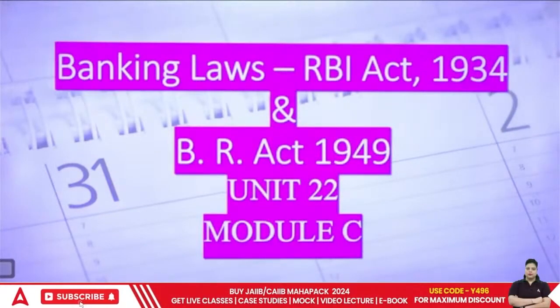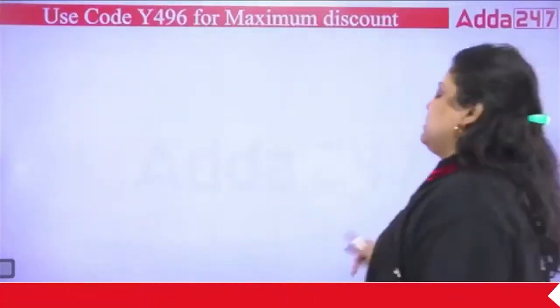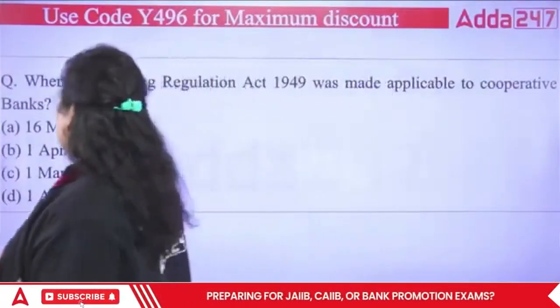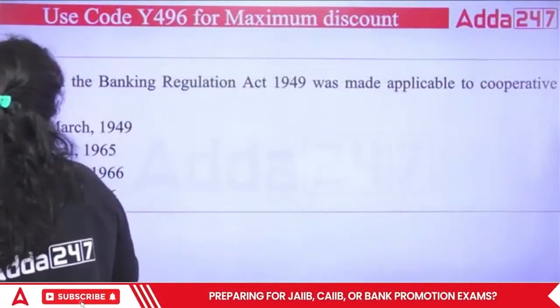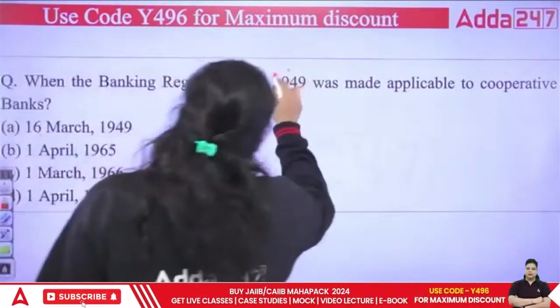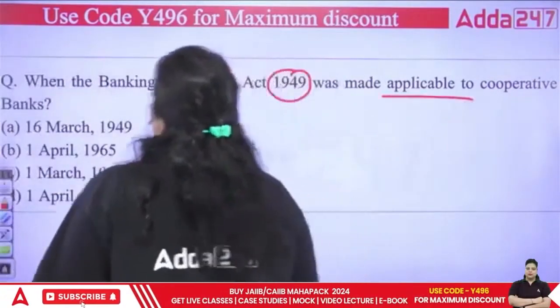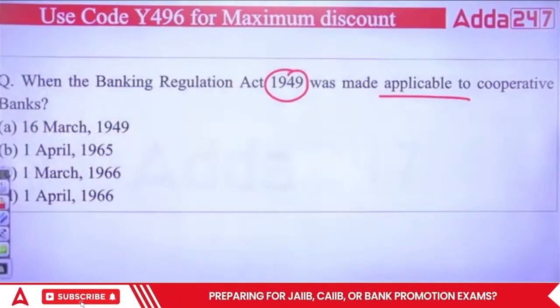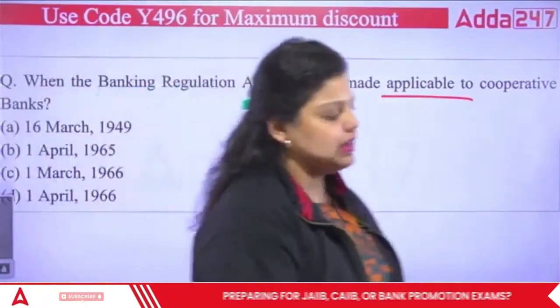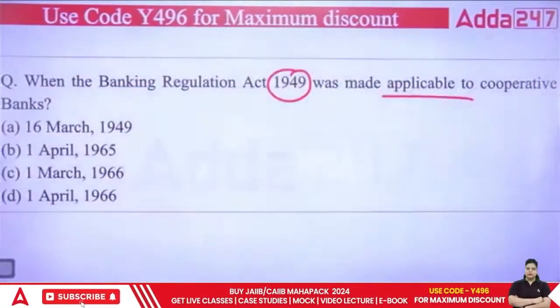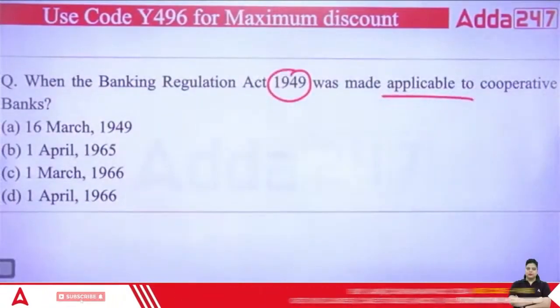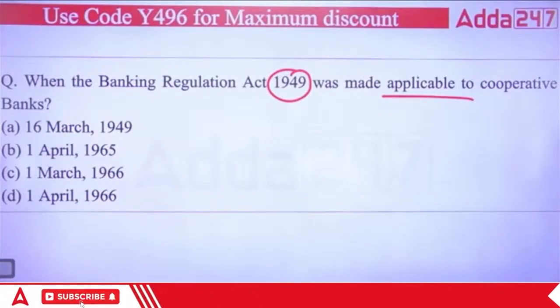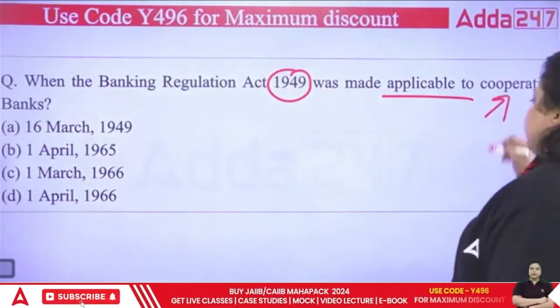Okay, so the first question in today's session is about when the Banking Regulation Act 1949 was made applicable to the cooperative banks. This is a very common question, and it has been asked in the paper earlier: on which date was the Banking Regulation Act made applicable to the cooperative banks.